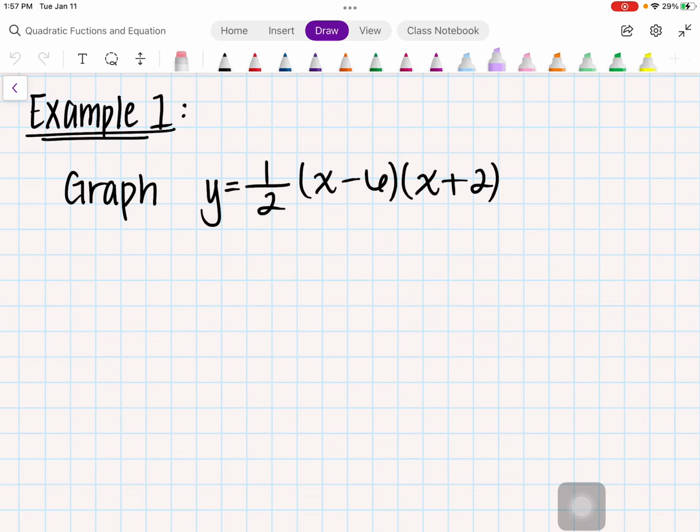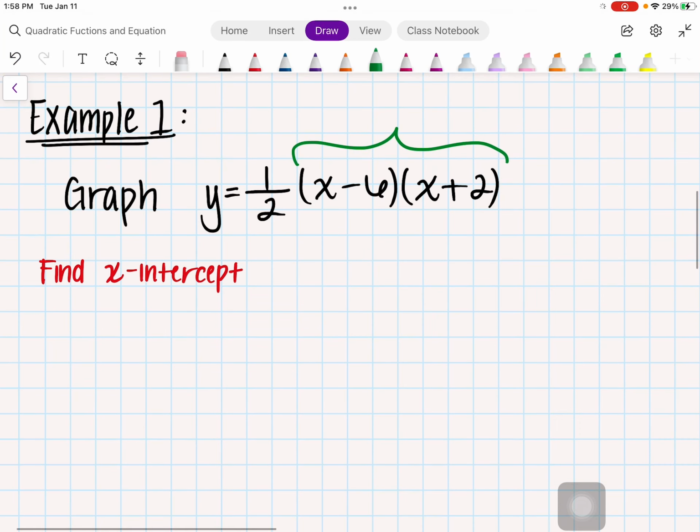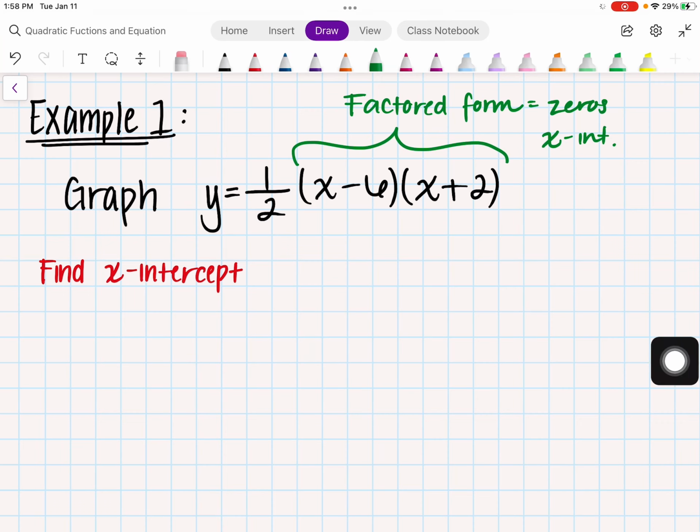It says graph y equals 1/2 times (x minus 6) times (x plus 2). Now, the goal in this case, guys, is to find our x-intercepts and find the vertex. Since we have an expression that's in factored form, or more specifically, because we have these two binomials, that is factored form. And factored form helps us find the zeros of the function, the zeros or the x-intercepts. So that's what we want to do.